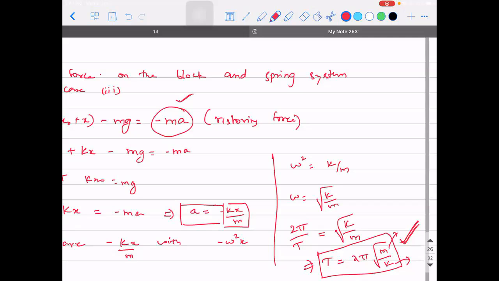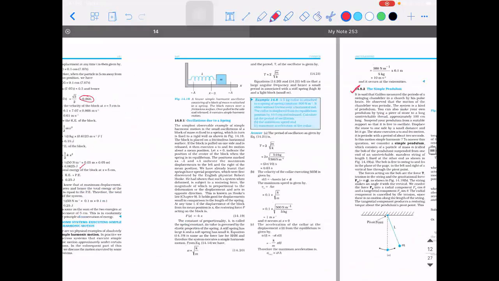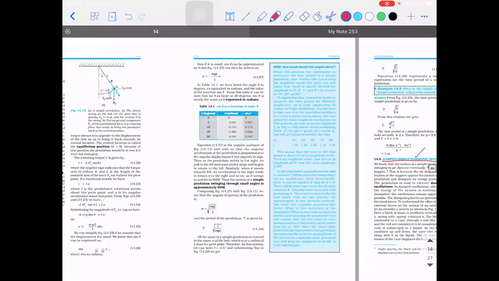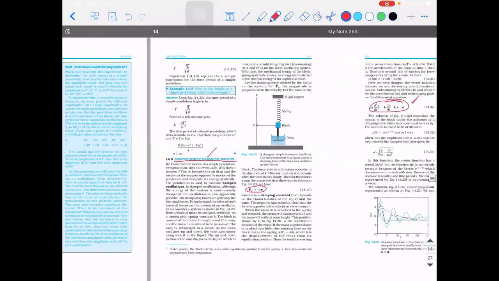So make a note of it. So with this, the main context of this chapter is over. There is nothing else that can be asked. Okay, we did problems also.